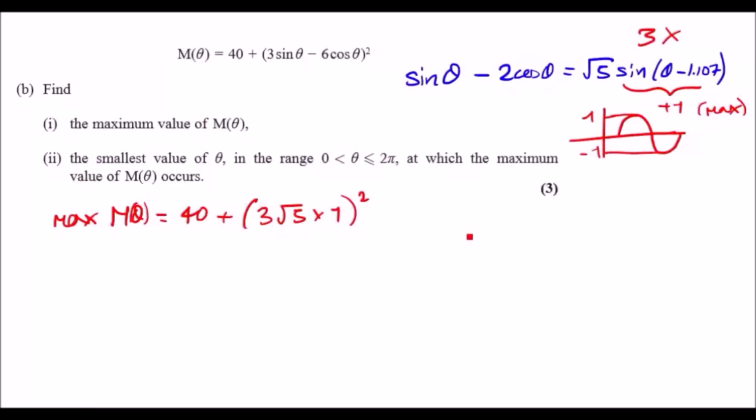And that's it. And then you just smash it in the calculator and you should get 85. Done. That's part A done. Now for the second part, to find the smallest value, just go ahead and differentiate the equation. So again, rewrite the equation neatly.